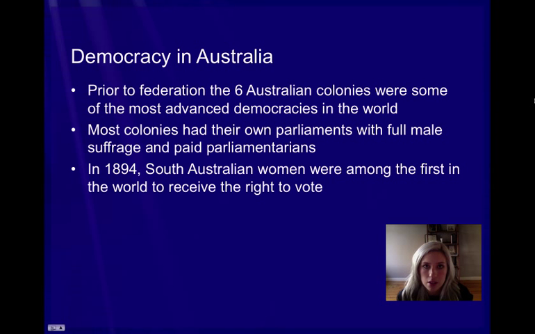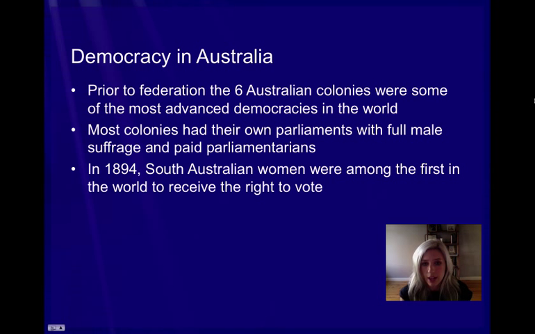Now, Australia is actually known as a place that was quite advanced with its democracy. Prior to Federation, the 6 Australian colonies were some of the most advanced democracies in the world, and most had their own parliaments with full male suffrage. That meant that all men who were citizens could vote, and also members of parliament were paid, and that was unusual for this time period.